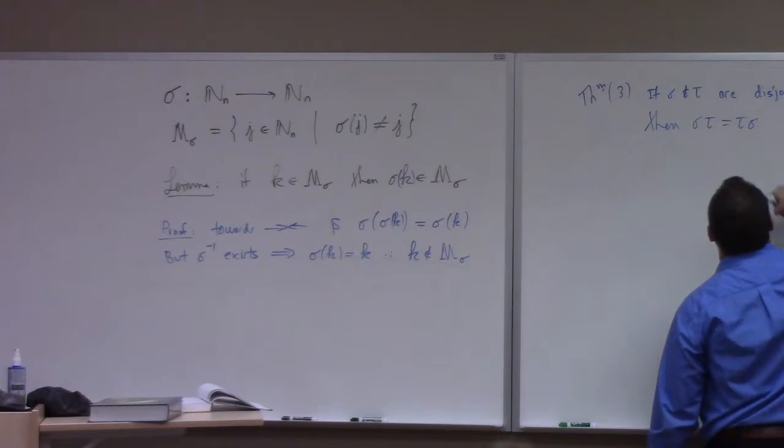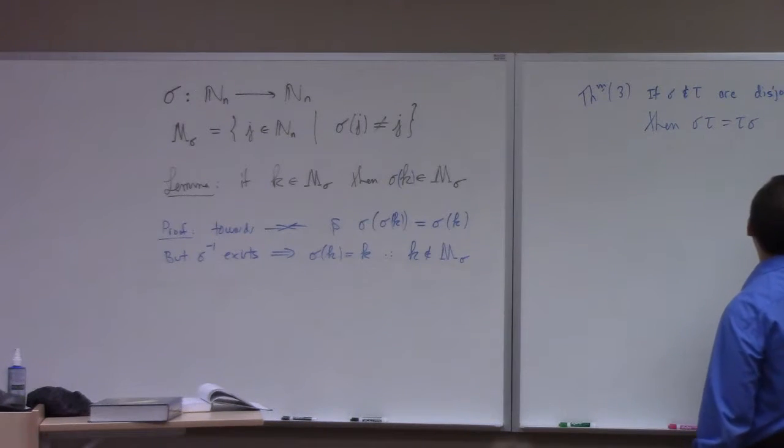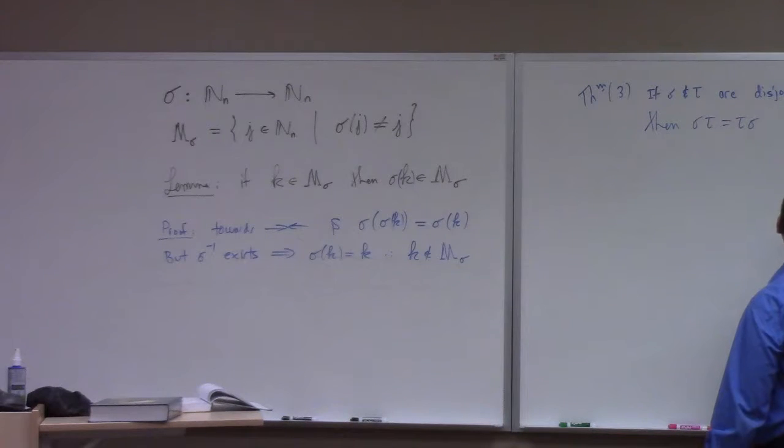So what does it mean for the permutations to be disjoint? It means the set moved by sigma intersect the set moved by tau is what? Do you guys say empty? Okay.